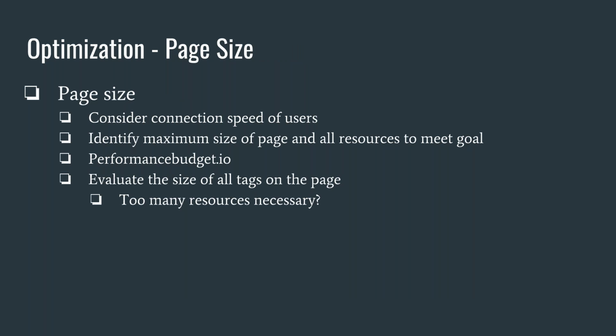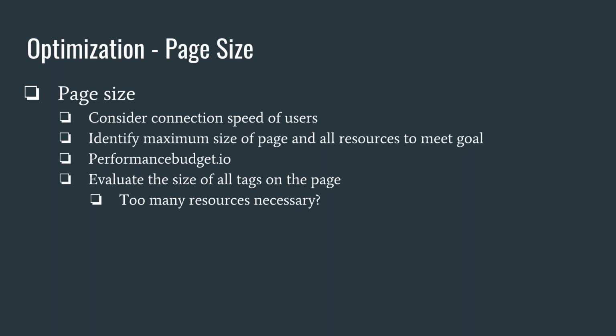Next thing, we can optimize page size. So one, like I mentioned before when we were going through the findings, consider the connection speed of users. What is the optimal number for page size, or the upper end of that number for page size, just to give yourself a chance to give your users an expected experience on the website? So identify that maximum size of the page, and then think about all the resources that are going into that page and how you need to cap or limit each in order to be able to reach that goal.